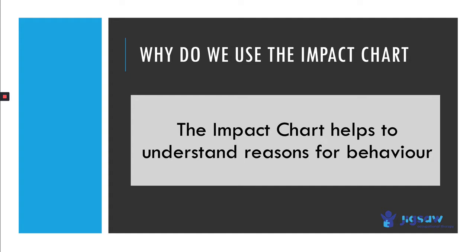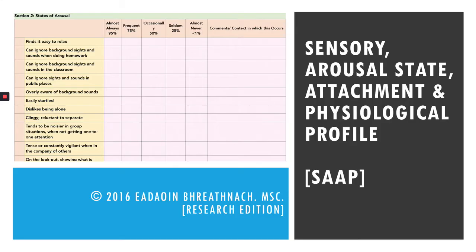Now, you will have been asked to complete a SAP questionnaire. SAP refers to sensory, arousal state, attachment, and physiological profile, and as you can see, there's an example of a SAP questionnaire on the screen now. Now, this document is key in shaping your child's impact chart, as your answers and comments will be plotted in various sections of the impact chart to begin understanding the function of your child's behaviour.